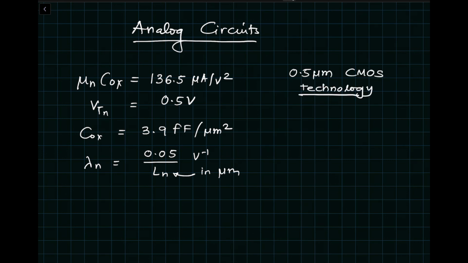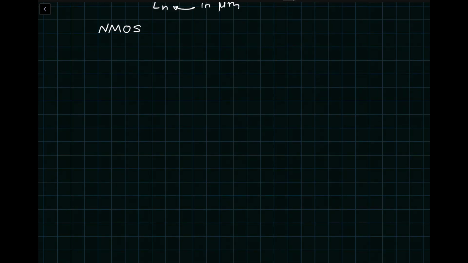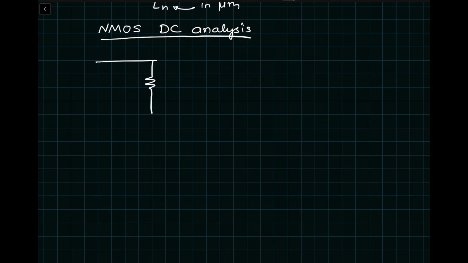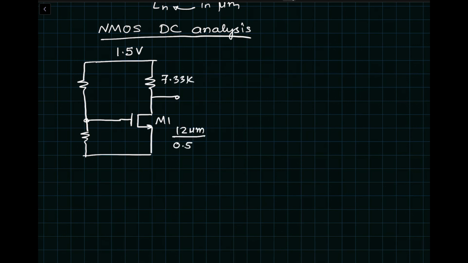So the first example we are going to go through is for MOS DC analysis. Let's write NMOS, very similar to our bipolar example. We have a resistor. So let's say the resistor R1. Resistor R1 will start off with value 2k ohm.